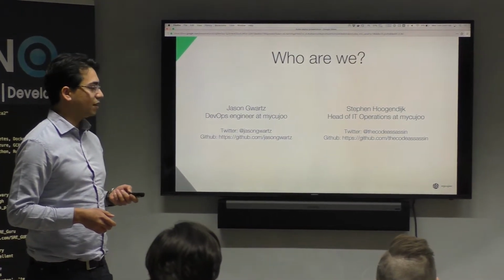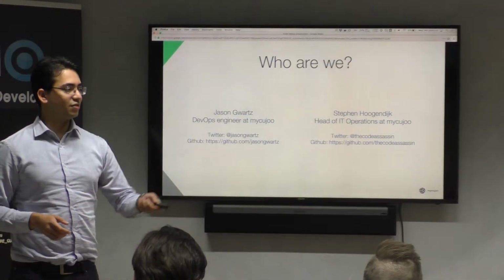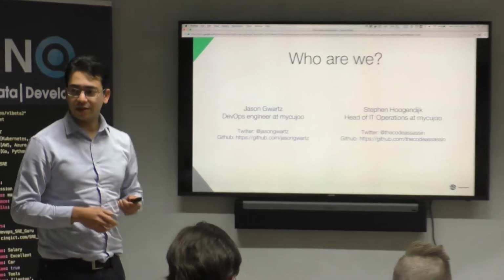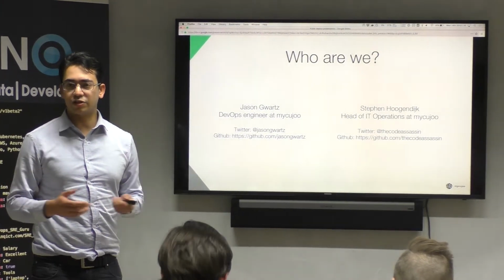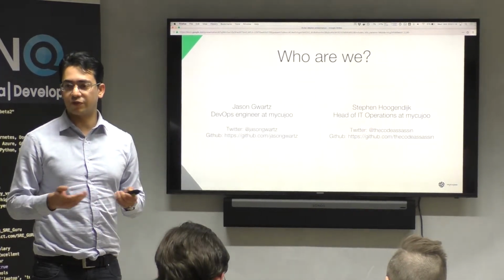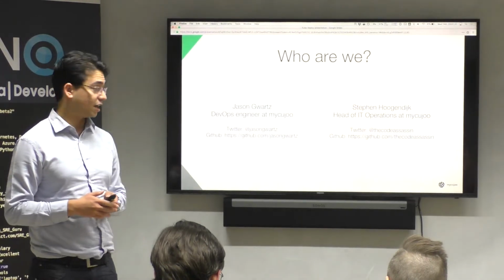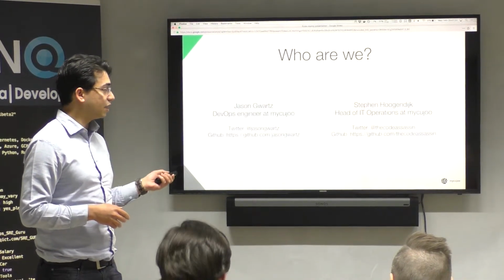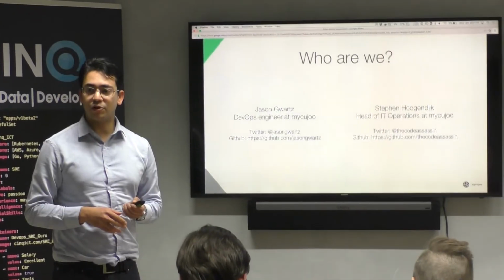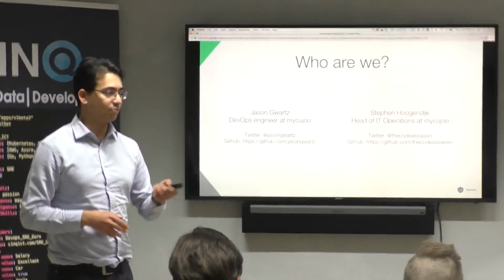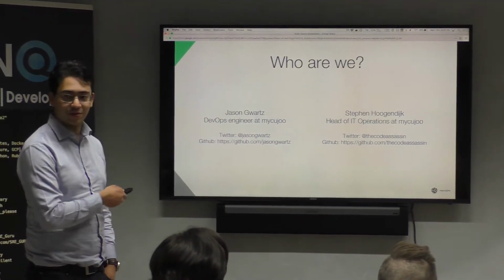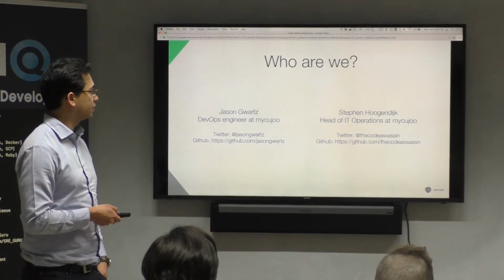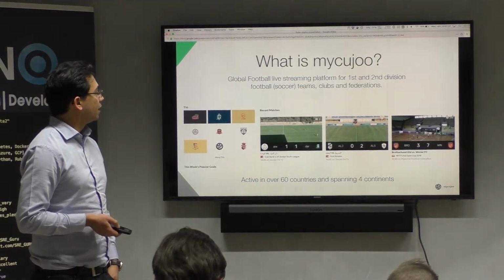Who are we? Well, this is Jason. He's a DevOps engineer at mycujoo, and my name is Stefan Hoogendijk. I started at mycujoo 2 years ago. We're kind of a fresh startup. I was one of the first people to get hired there. I've been put in charge of the IT operations at mycujoo, and recently been joined by Jason as our second hire. You can find us on GitHub and on Twitter if you're interested in getting in touch with us.